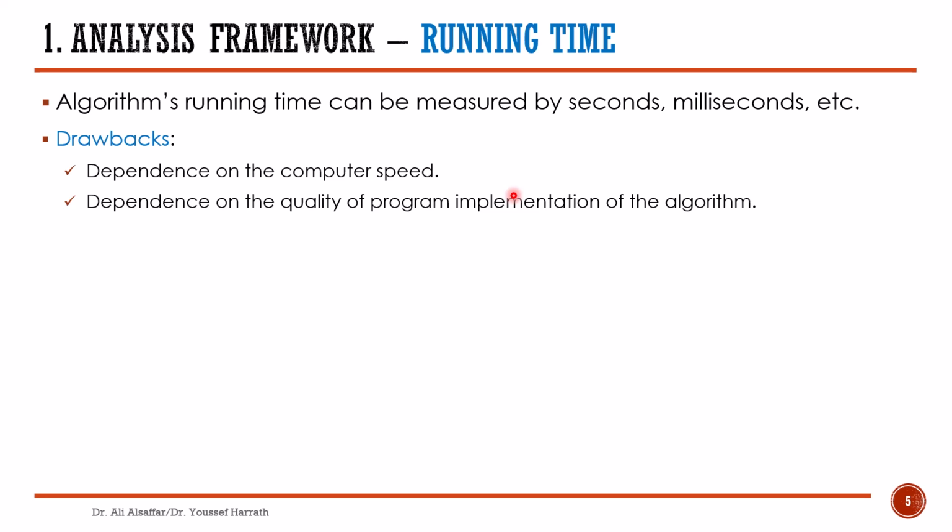The other factor is the quality of a program implementation of the algorithm. The way an algorithm is implemented can significantly affect its running time. For example, a poorly optimized code can lead to longer execution times even if the underlying algorithm is efficient. Factors such as inefficient data structures, unnecessary computations, or lack of parallel processing can all contribute to increased execution time.